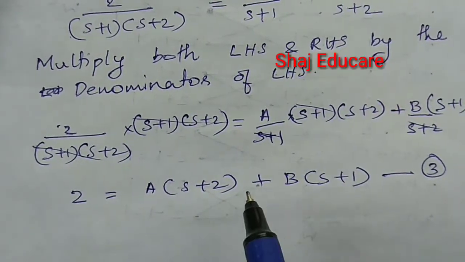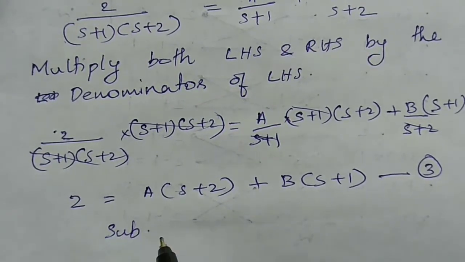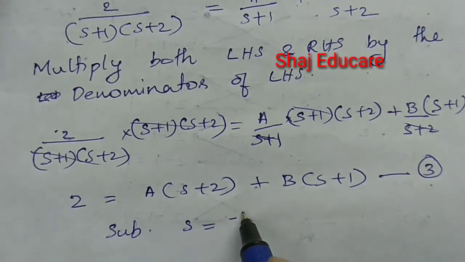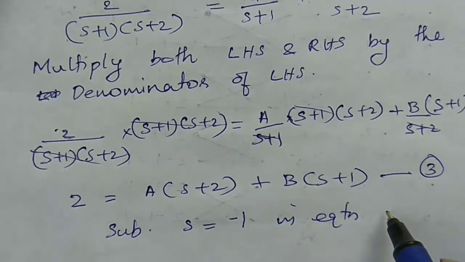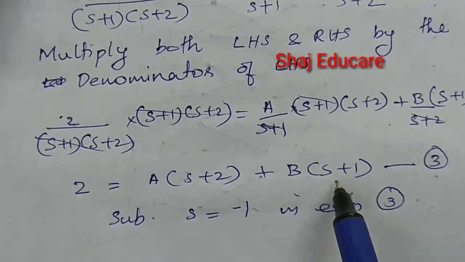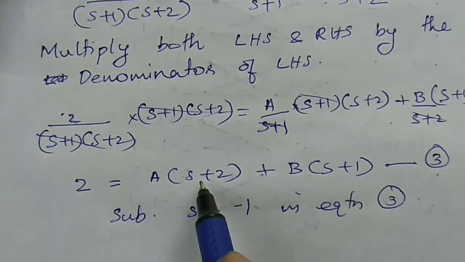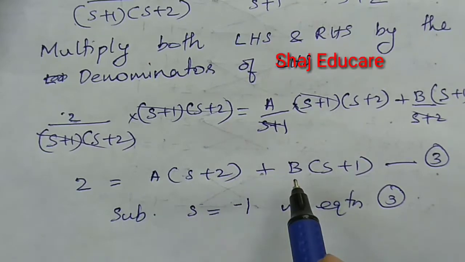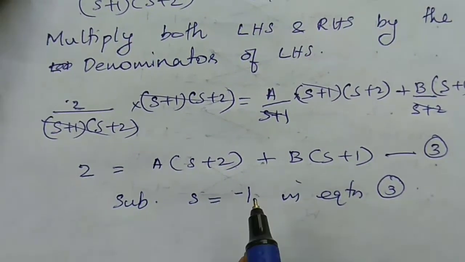Now let us substitute s equal to minus 1 in equation 3. Okay, s equal to minus 1. We have to substitute s equal to minus 1 and s equal to minus 2 in this equation in order to find the values of A and B. Now let us substitute s equal to minus 1 first.